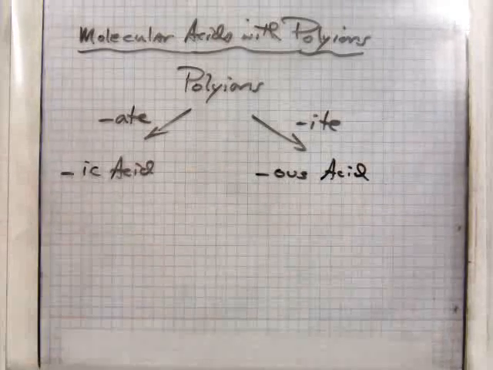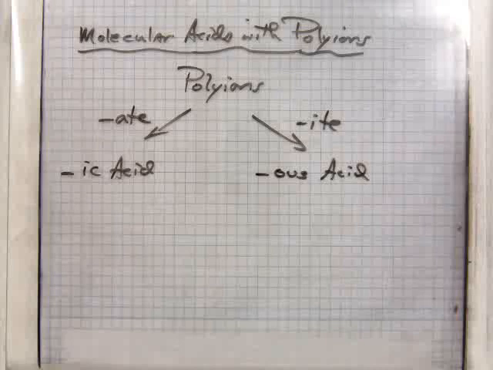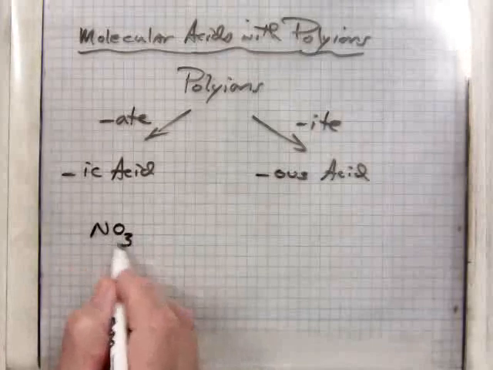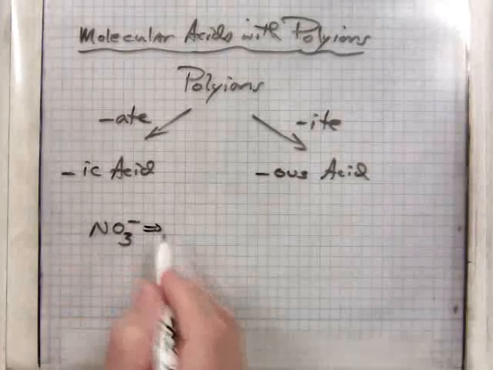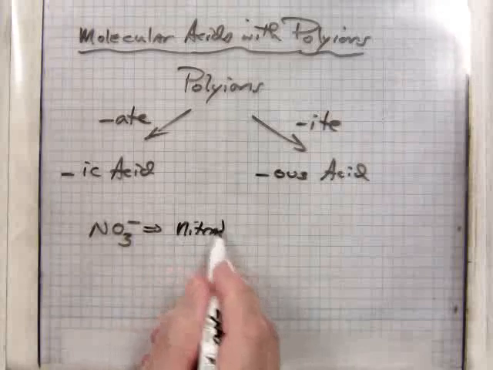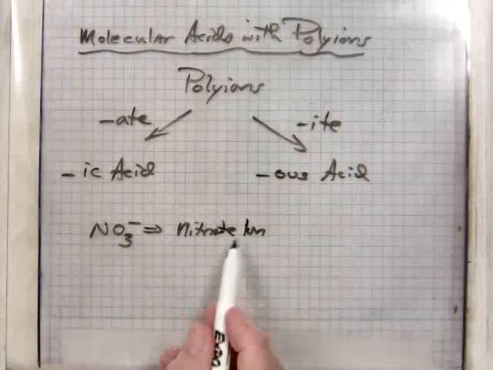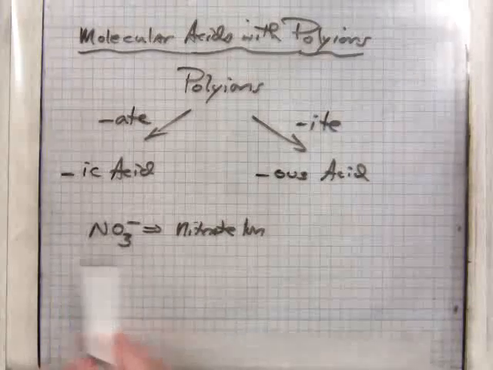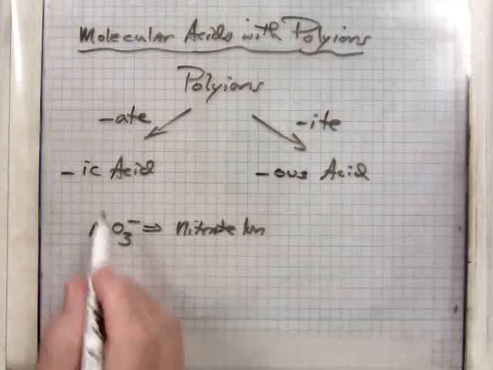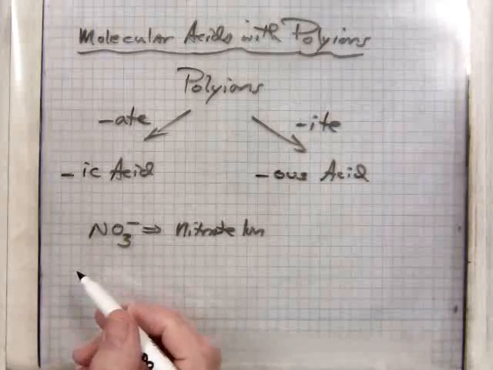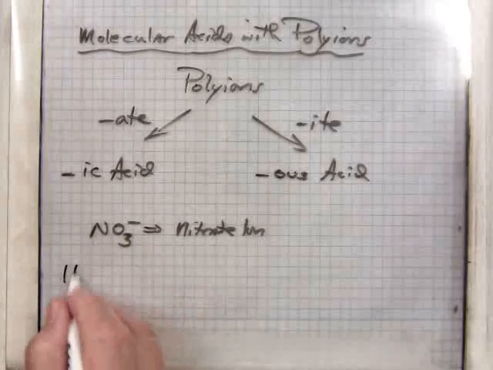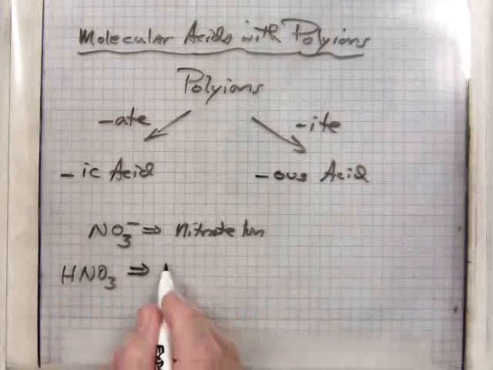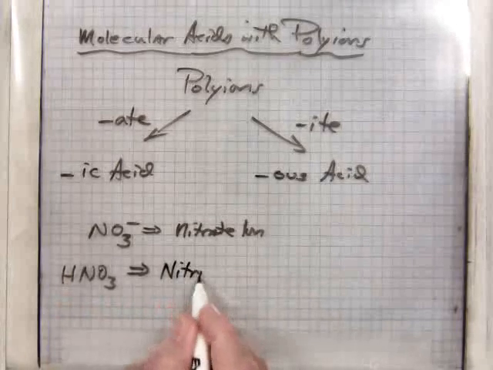Now there's some slight variations here, but I think you'll be able to manage this. For example, if we start with NO3 minus, okay, this is a nitrate ion. So if it has an ATE ending, it wants to go to an ic acid. Now the acid must have a hydrogen on it. So how many hydrogens do we need for one negative charge? Well, of course, one. So the acid would be HNO3, and since the polyion has an ATE ending, this is called nitric acid.